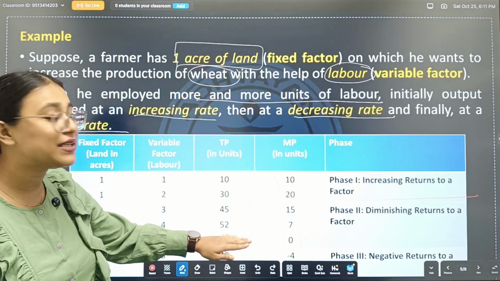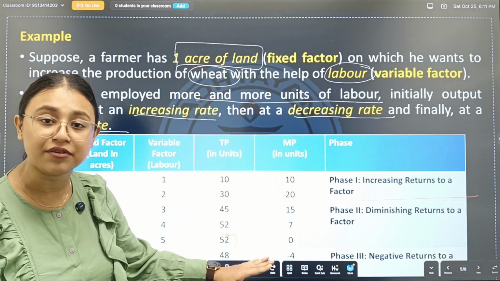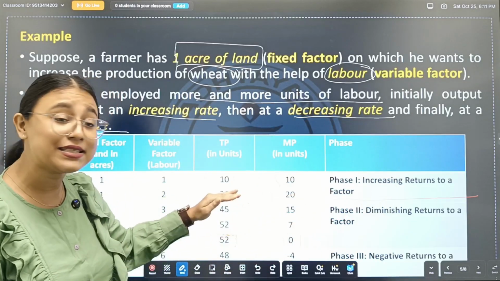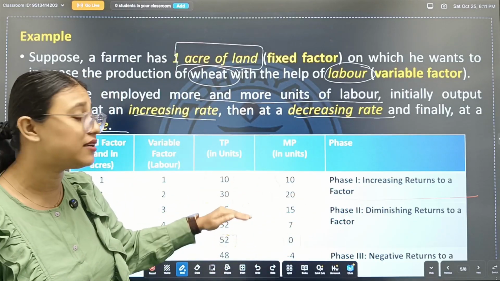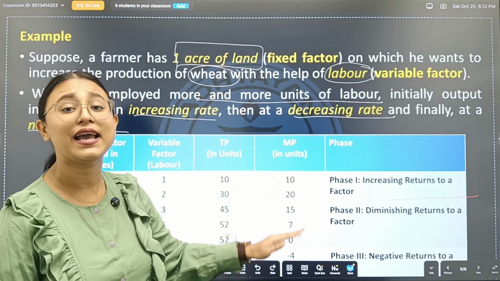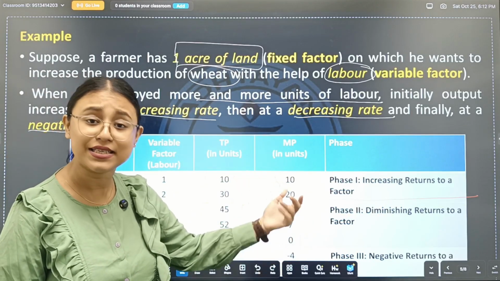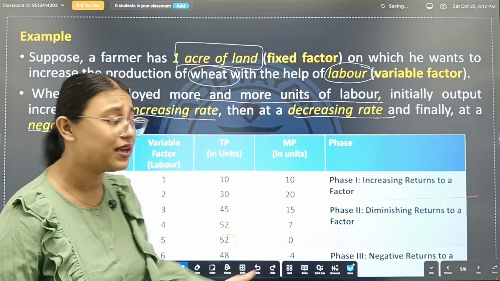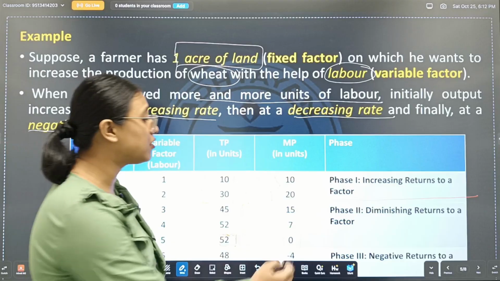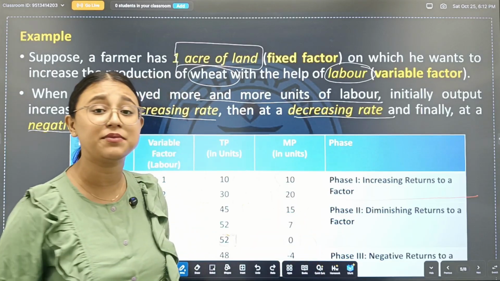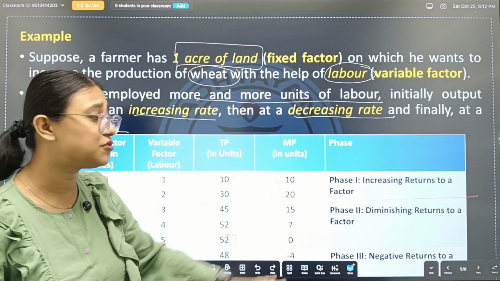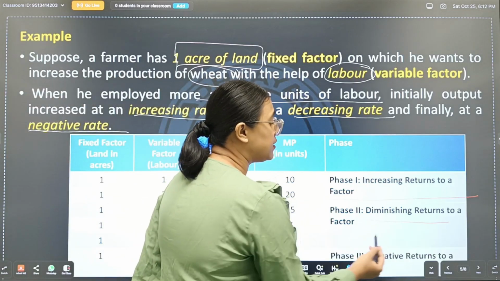So total product is increasing but increasing at a decreasing rate, and correspondingly marginal product is falling. Here we see total product is increasing at a decreasing rate, and correspondingly marginal product is falling. So this is phase 2, which shows us the diminishing returns to a factor.